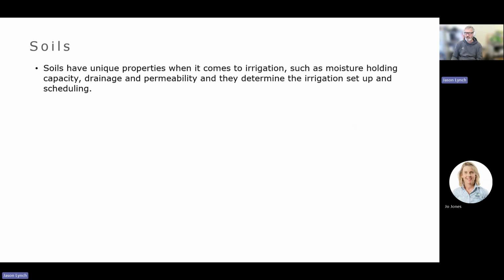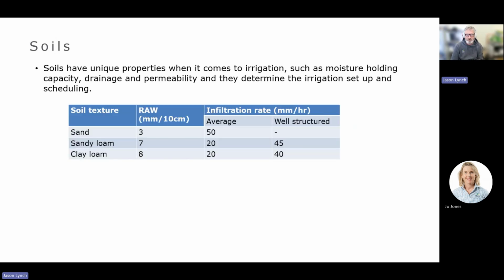What we're looking at there is the soil moisture holding capacity, drainage, permeability, and how well the water can move through the profile. At the end of the day, they will directly influence and determine the irrigation setup and scheduling. So understanding what soil type you've got, we can go back to the list and help with that, or go to your advisor, your agronomist, to help you understand what this means. But let's have a look at a little example.